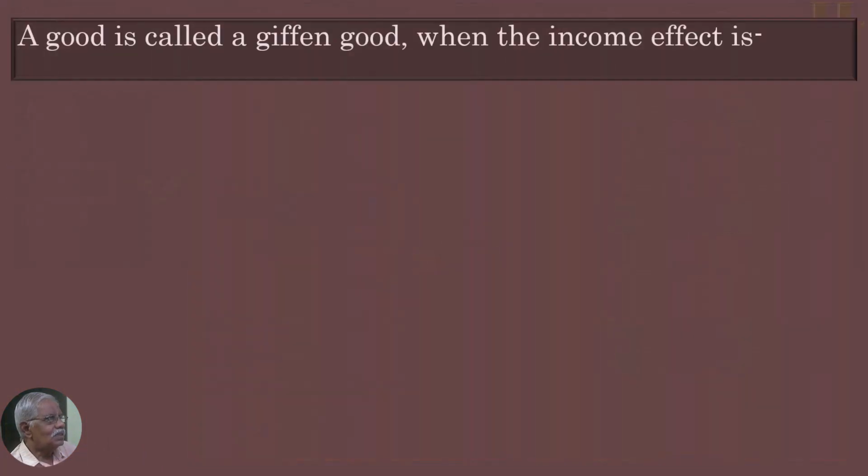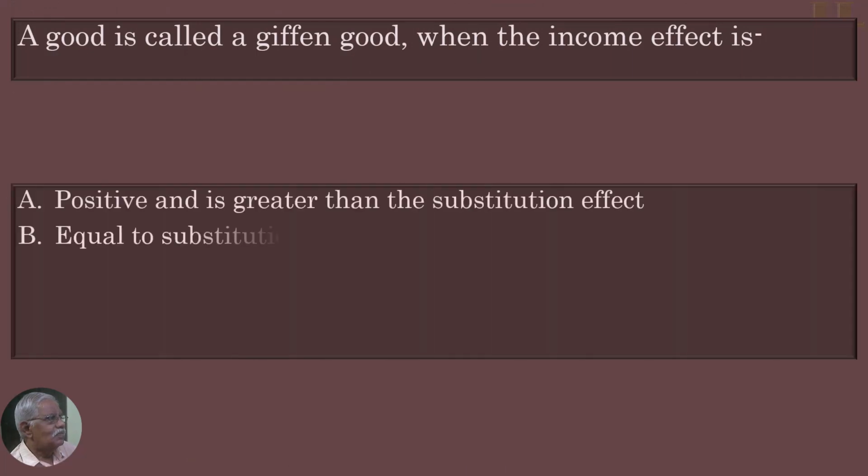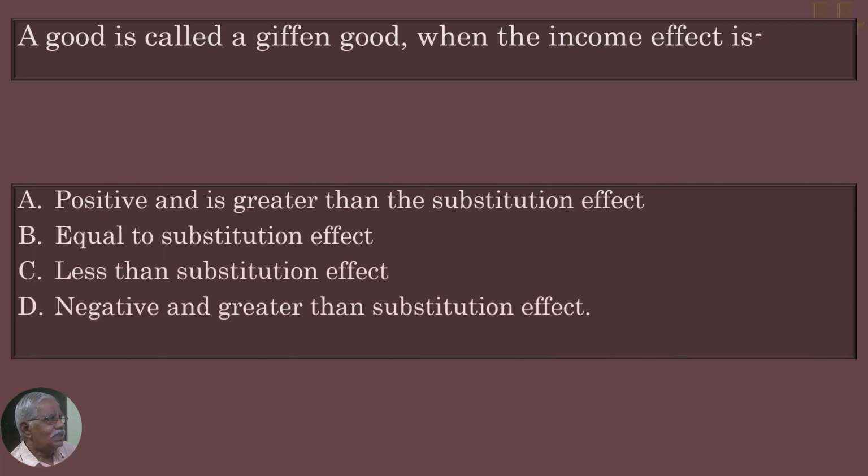A good is called a Giffen good when the income effect is positive and is greater than the substitution effect, equal to substitution effect, less than substitution effect, negative and greater than substitution effect.